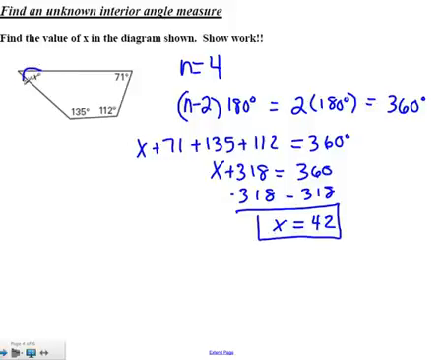So up here, I just want to look at this picture. This is going to be a 42 degree angle up here to make sense. So find the value of x in the diagram, show all your work.